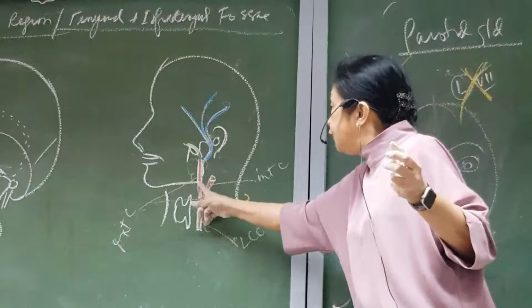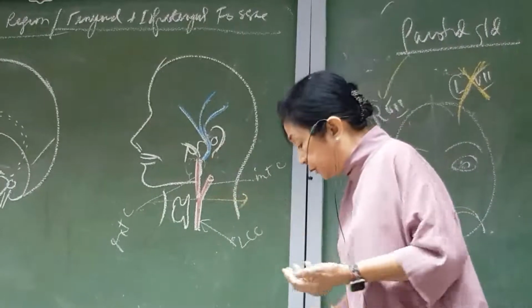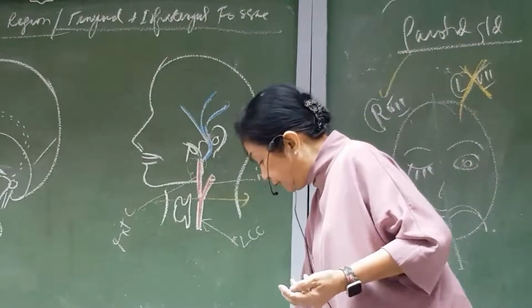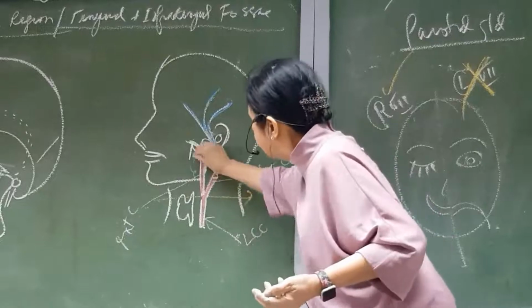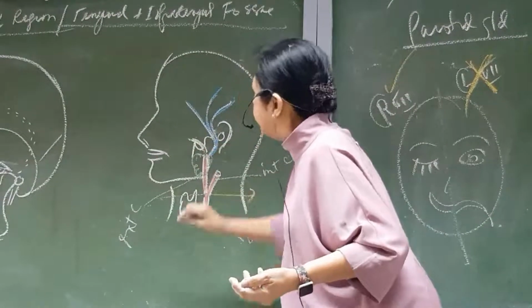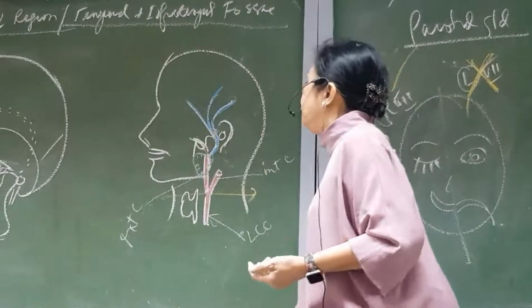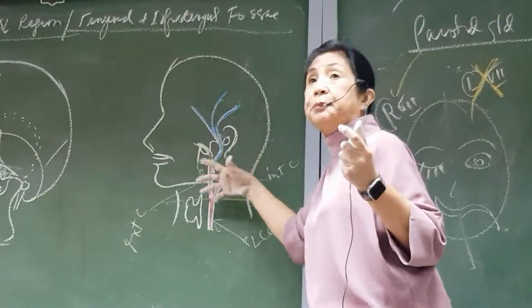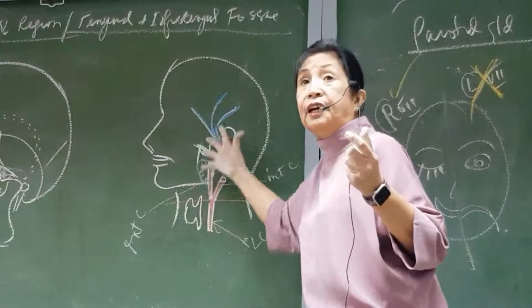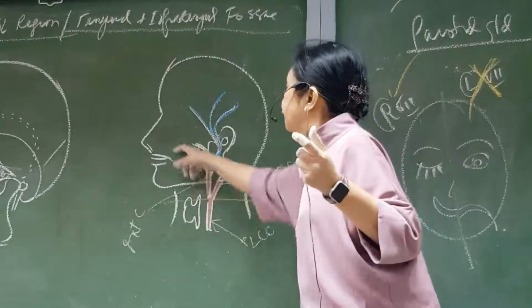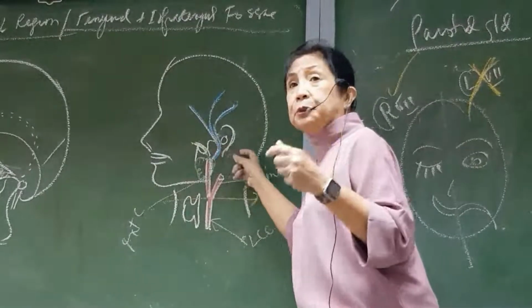Itong external carotid, siya yung nasa loob ng parotid gland. So you find this inside the parotid gland. So ito yung nasa loob. Here. Okay? And this one will have so many direct branches superficial to the neck and the head. Diba? Nandiyan yung facial, occipital, osteoretral.